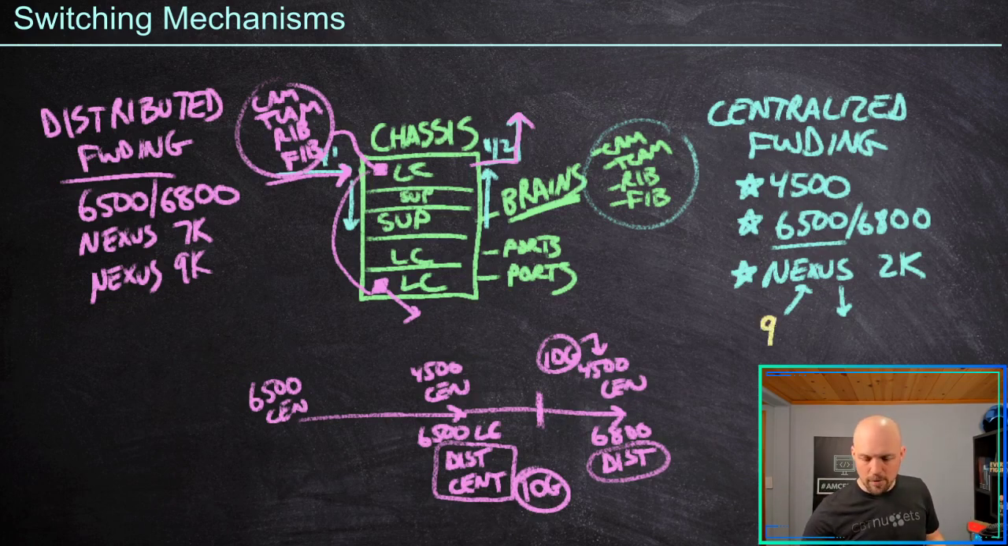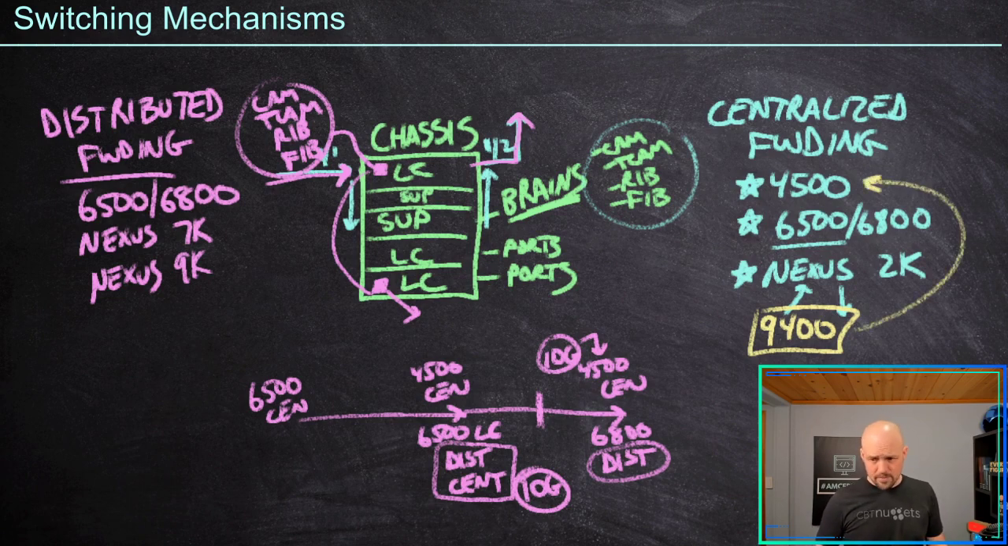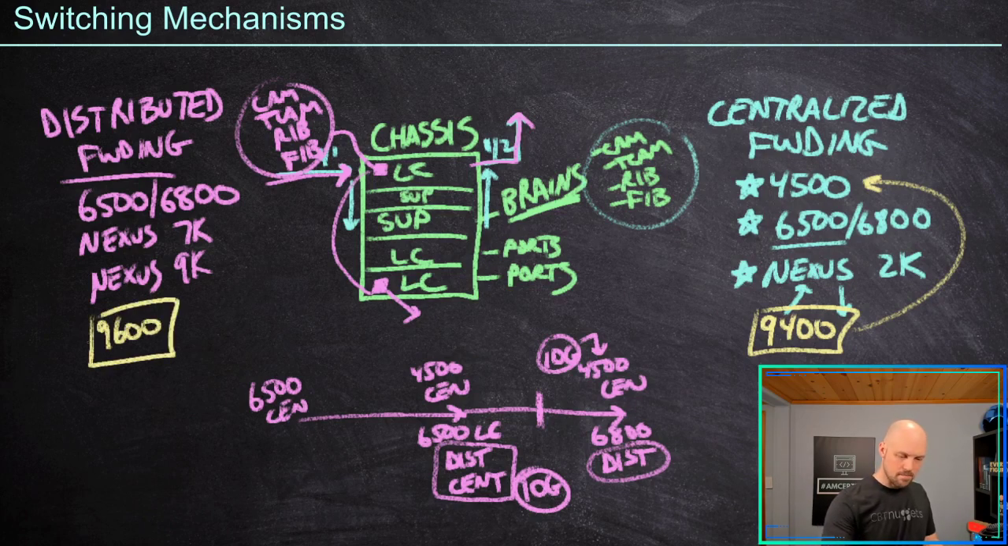However, we do have, for example, the Catalyst 9400s, which are chassis switches. Those are very similar to the 4500s, and they're centralized. Meanwhile, we've got the Catalyst 9600 chassis switches that are very similar to the 6Ks. Those are distributed forwarding. You're going to see that the 9600s are more expensive than the 9400s, and this is part of the reason why.